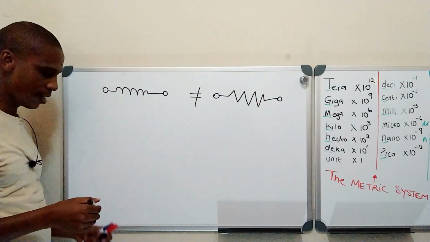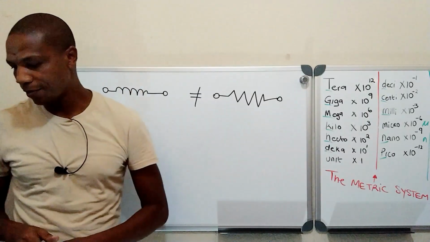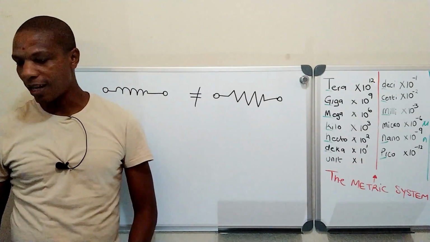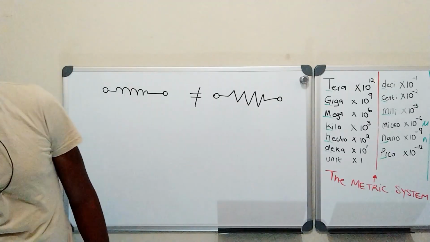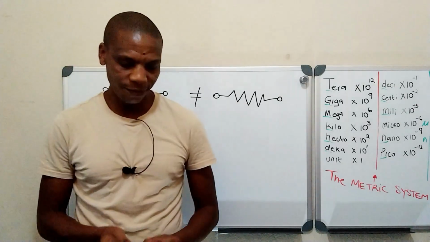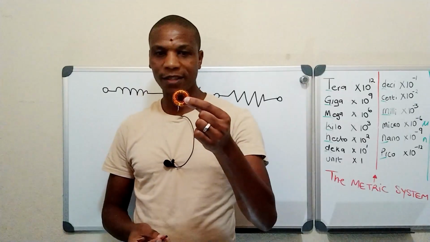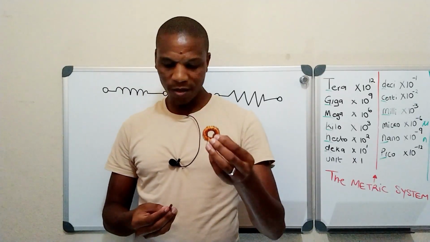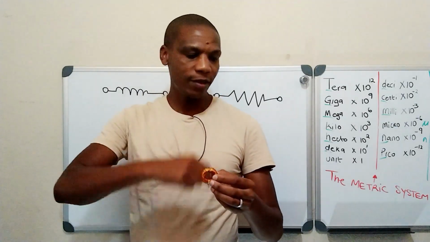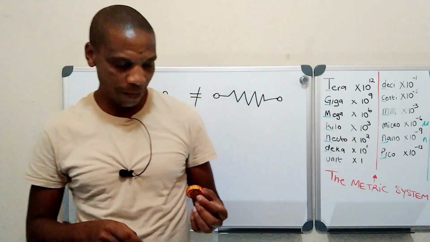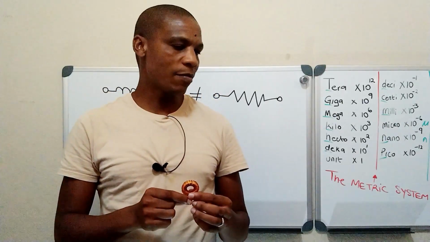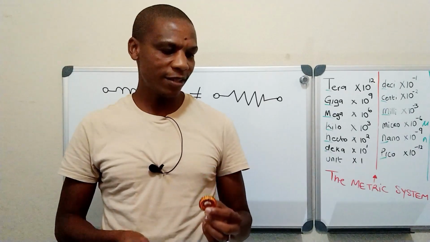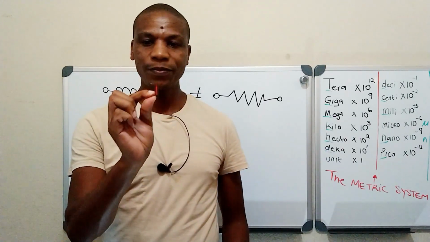This is an inductor. You don't know an inductor? An inductor looks something like this. It's basically just a coil of wire. They coil it on something, and they call that thing a ferrite magnet material. And this one as well.